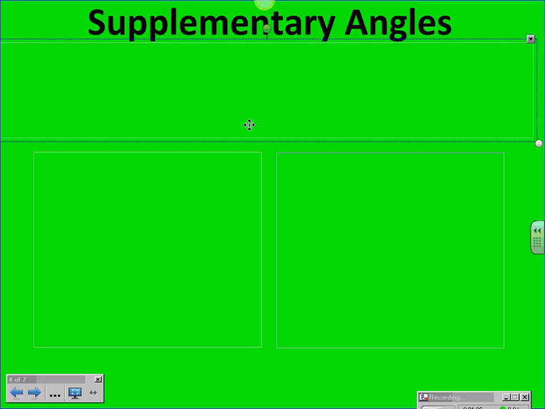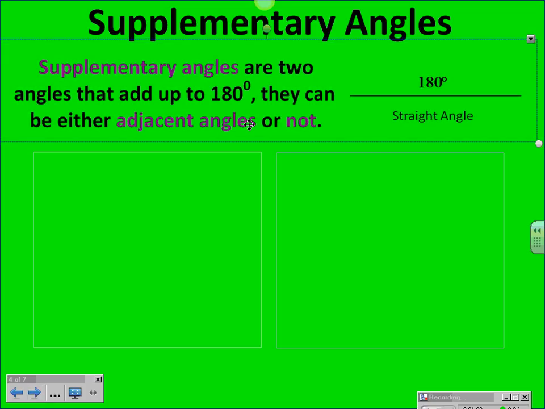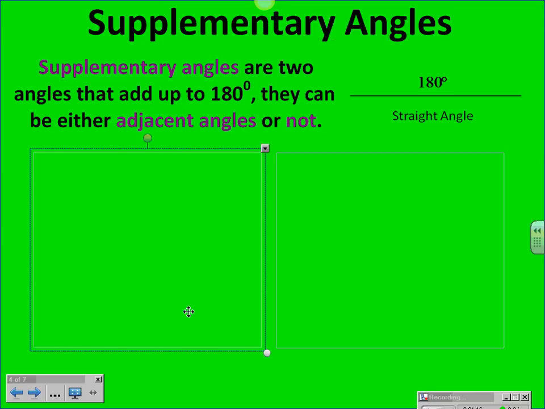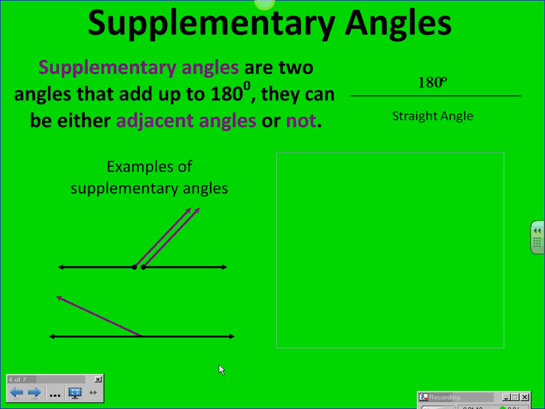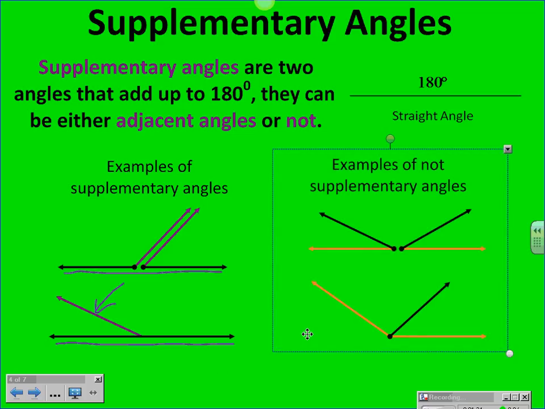Supplementary angles. Supplementary angles are two angles that add up to 180 degrees. They can either be adjacent angles or not. These are examples of supplementary angles because they add up to 180 degrees, which is the straight line. This is an example of adjacent angles because these two angles share this common side. These are not examples of supplementary angles because they do not add up to 180 degrees, like this one.